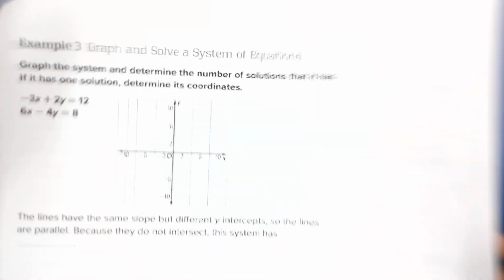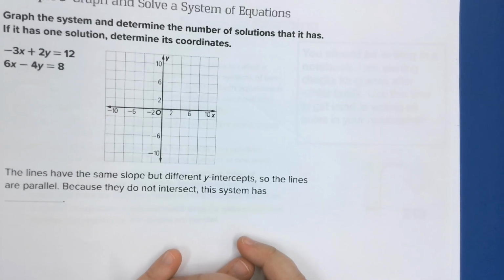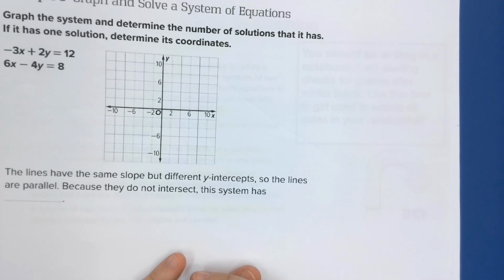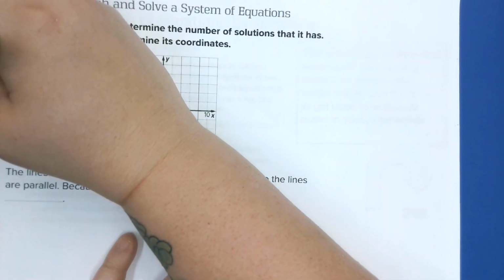Moving on to example 3. We're going to graph the system and determine the number of solutions that it has. If it has one solution, determine its coordinates. So we're going to have to do the same thing that we just did in the check. We have to make them both equal to y. So here I have my A and my B.